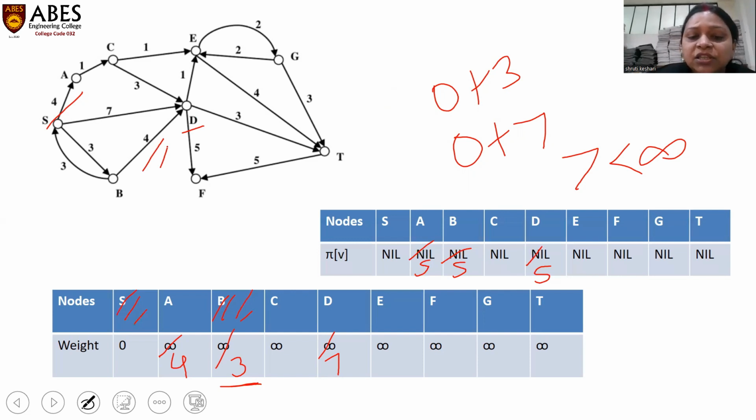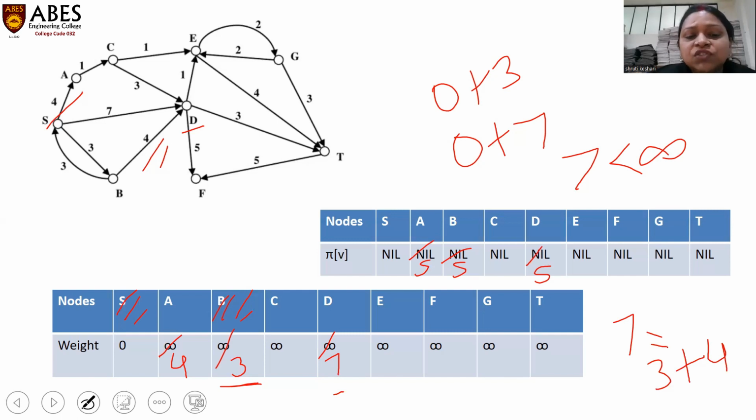Currently, D has the weight of 7. If we go from B to D, then the current weight of B, which is 3, plus the weight of the edge from B to D, which is 4, gives 7. Both are equal, so there is no need to relax the weight of vertex D. It will remain the same value, and there is no need to change the parent of D either. Now B is already visited.